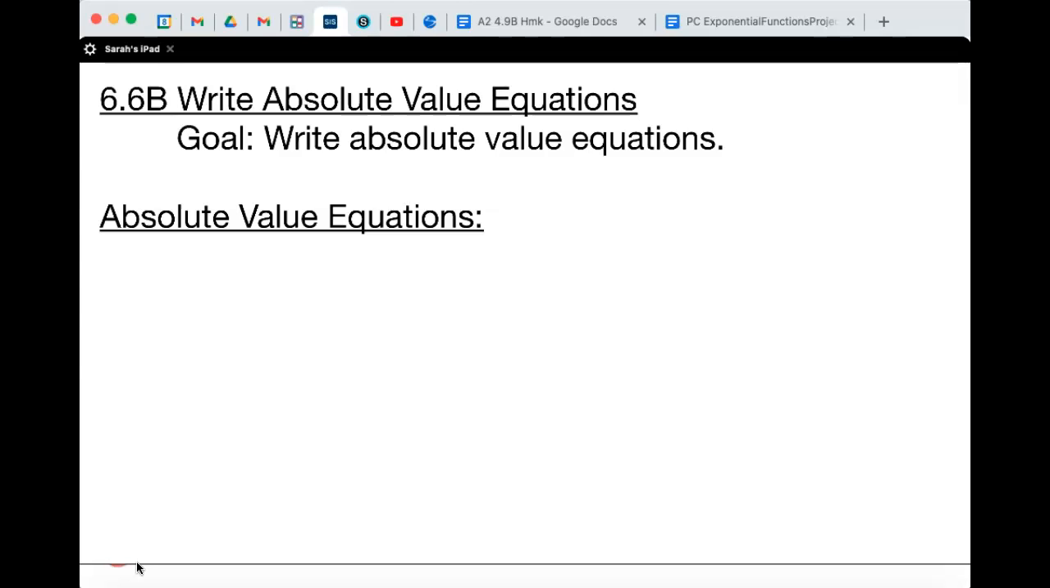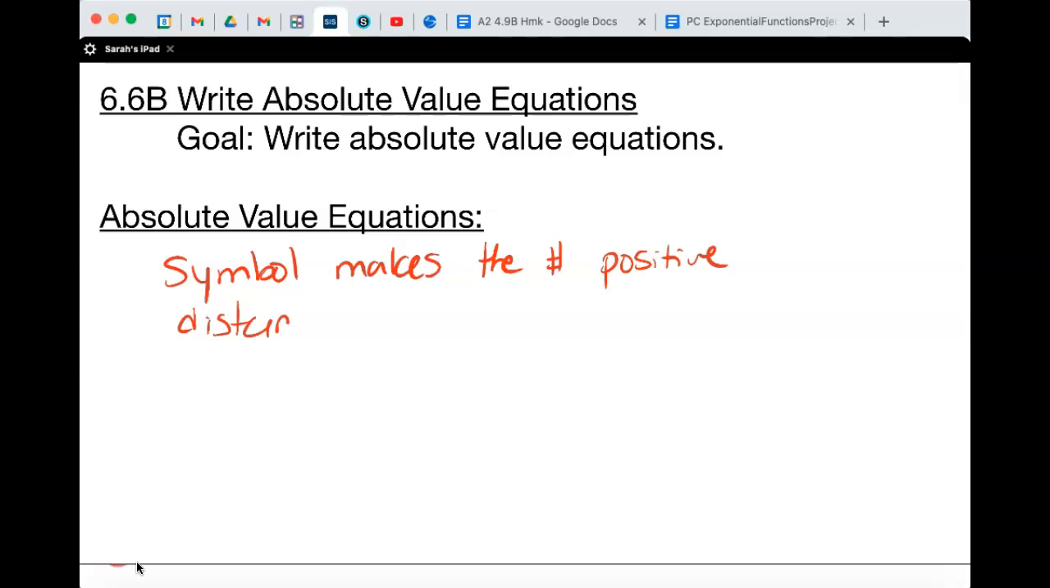I have 61. Okay. So, what do we remember about absolute value equation? It's the distance from... Okay. So the symbol makes it positive. You also said it's a distance from 0. Do you remember anything else about it?